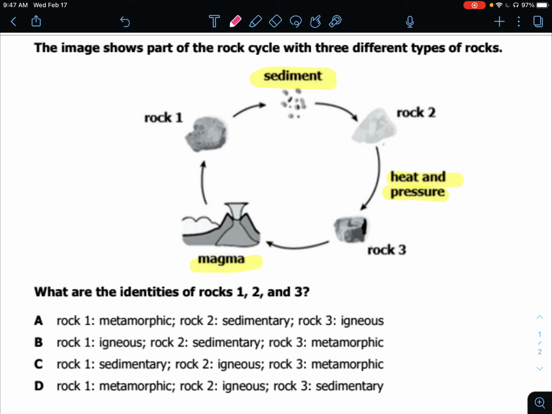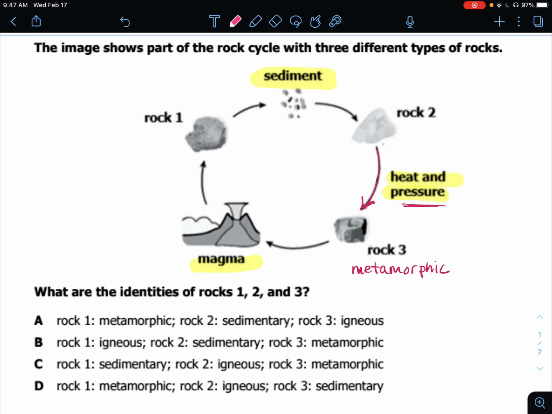So let's take a look here. First, we have that heat and pressure. I think for me personally, this is the easiest one to remember. So remember the arrow is pointing toward what it is becoming. So here we've got the arrow pointing toward rock number 3. So basically what we have to think about, what does heat and pressure on a previous rock create? And remember, when you see that heat and pressure, we know we must be talking about a metamorphic rock. Metamorphic. So let's just label that there and come back to it.